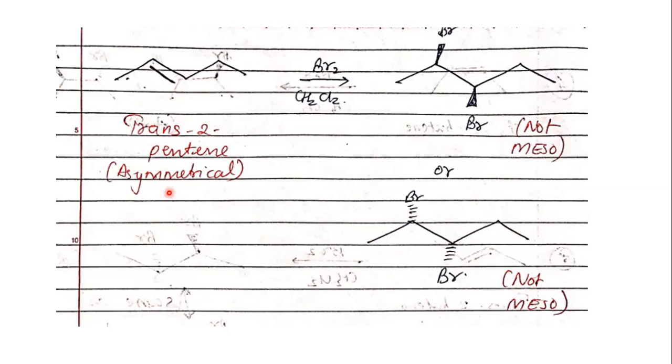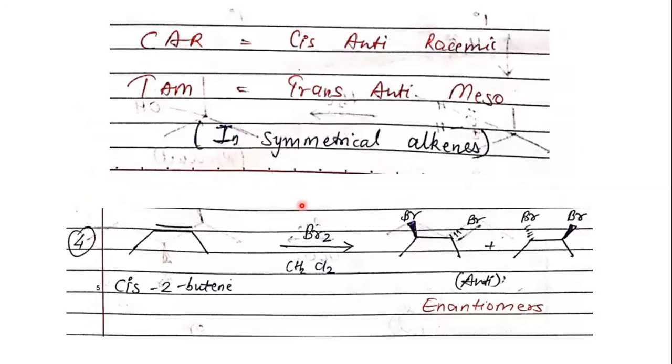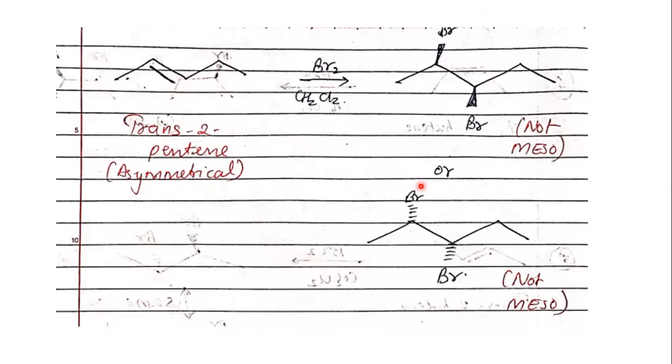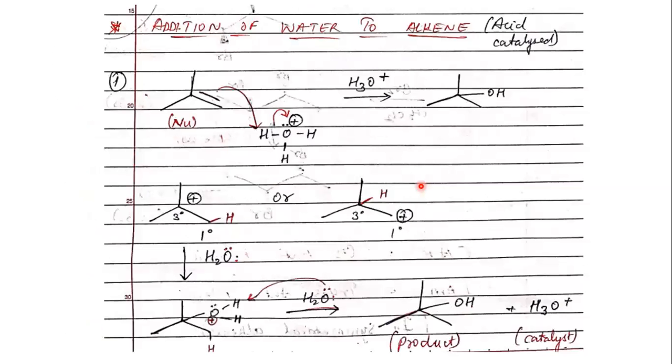So as soon as you go into asymmetrical alkenes, the rule of CAR and TAM does not take place. This CAR and TAM rule is only applicable for symmetrical alkenes. So hope you have understood the first reaction.